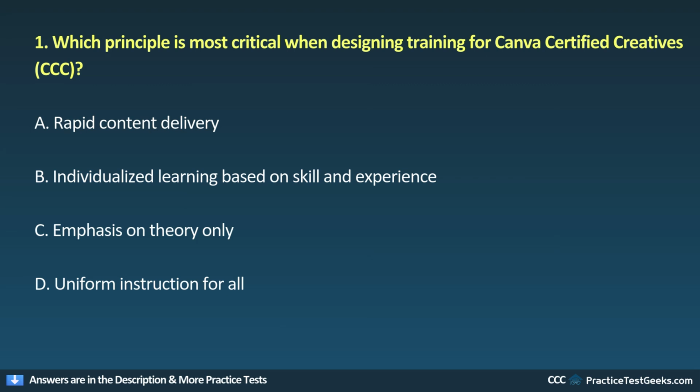1. Which principle is most critical when designing training for Canva Certified Creatives, CCC? A. Rapid content delivery. B. Individualized learning based on skill and experience. C. Emphasis on theory only. D. Uniform instruction for all.